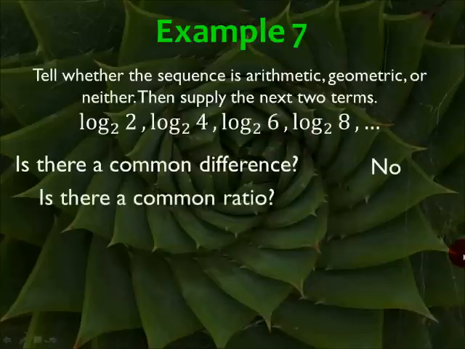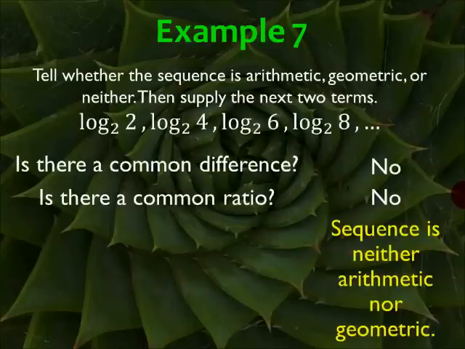Is there a common ratio? Also no. If you plug these in your calculator, or even if you do these in your head, this is a 2 to 1 ratio. You multiply this one by 2. But if this were a ratio of 2, this one should be 4, and log base 2 of 6 is not 4. So there's no common ratio either.